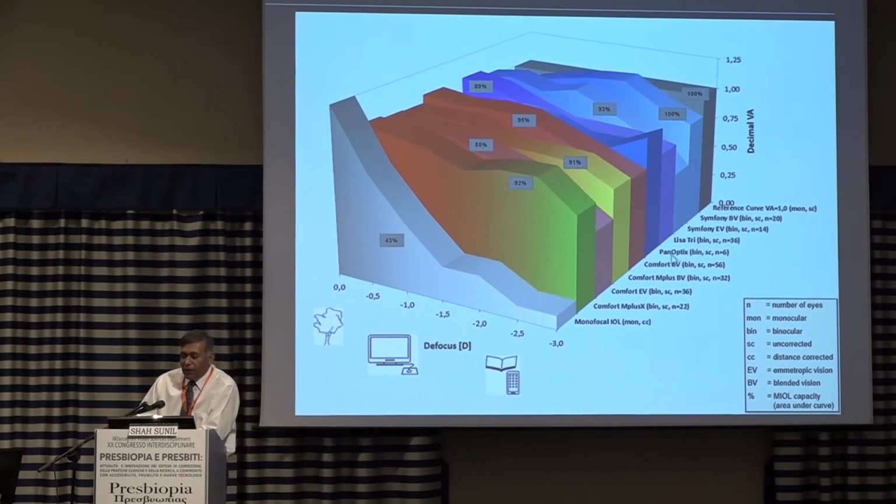And if you look, these are the combinations of lenses that you can do. The Panoptix is the Alcon lens, and actually in this study didn't perform very well at all. There's the Lisa trifocal. The Symphony, which is the extended depth of focus lens, performs quite well when you're giving mini monovision, because it behaves very much like a low add otherwise.